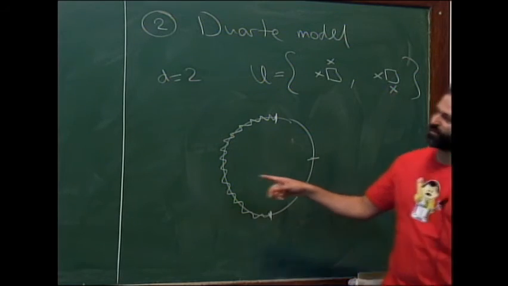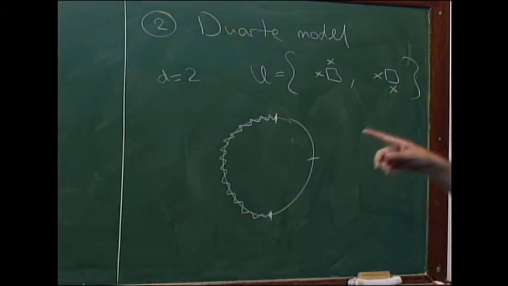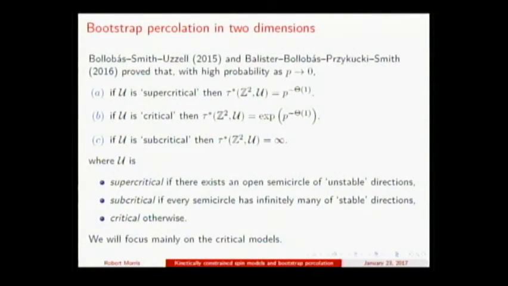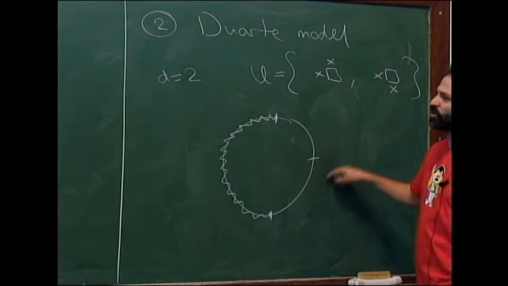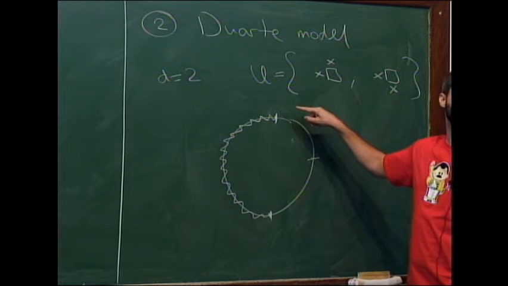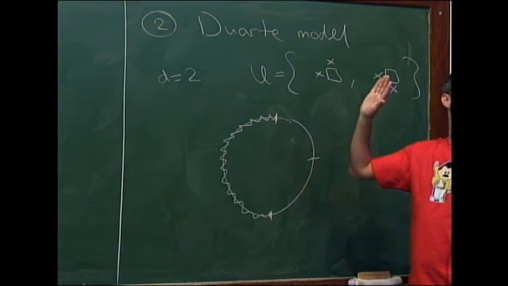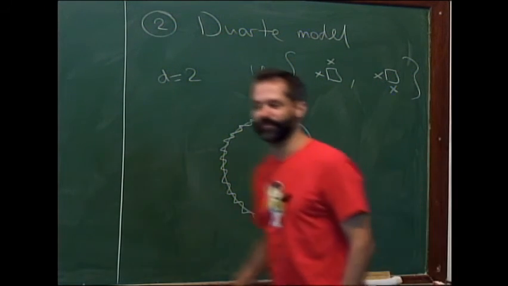This guy is therefore which one of these 3? Well, there's no open semicircle of unstable directions, and there is a semicircle with only finitely many stable directions, so it's critical. Okay? So it's in this second family.